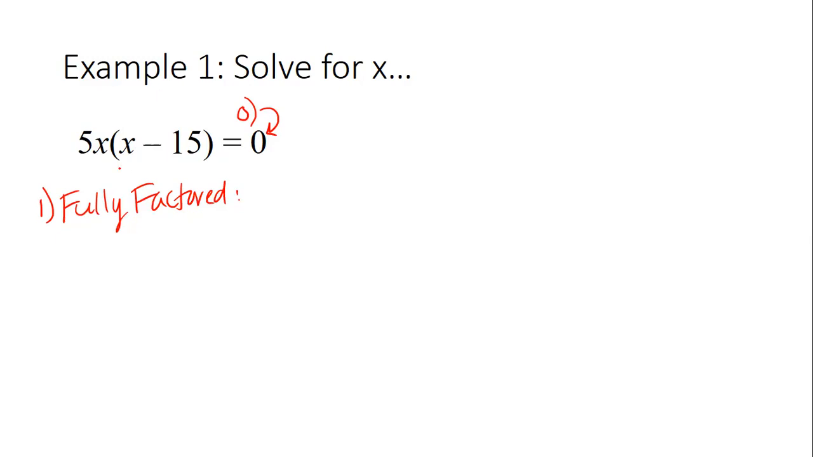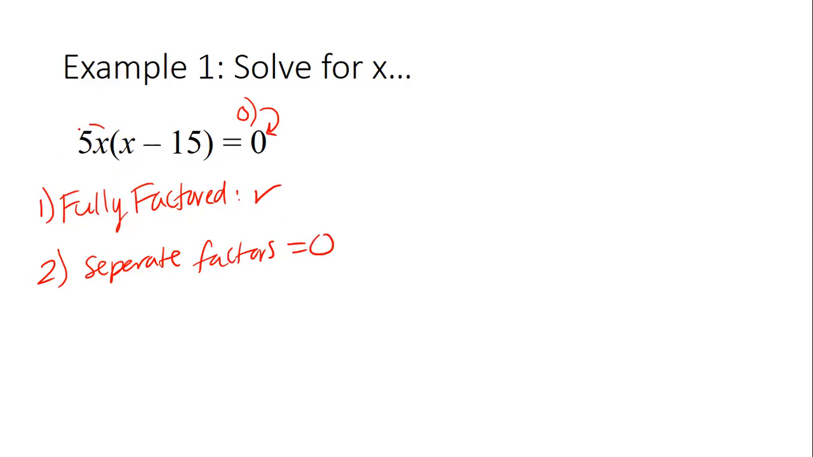Okay, step 1 is you want to make sure that it is fully factored. In the case of this problem, it is fully factored by GCF, right? They factored out the GCF. There's nothing else I can do with x minus 15. So guess what? Fully factored. Step 2, you want to separate the factors and set them equal to 0. So you're going to separate the factors and set them equal to 0.